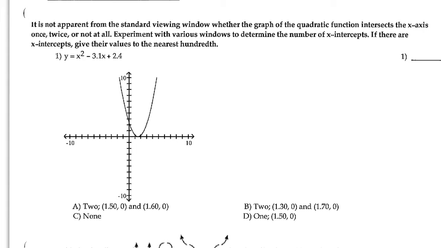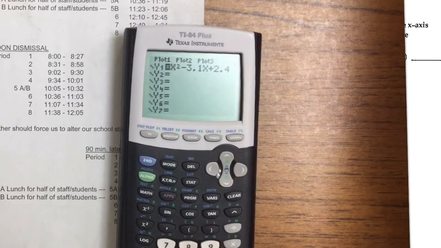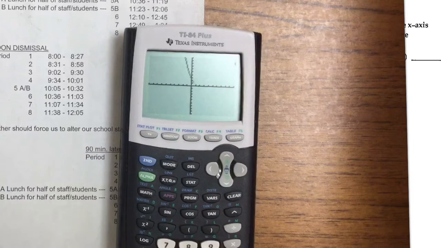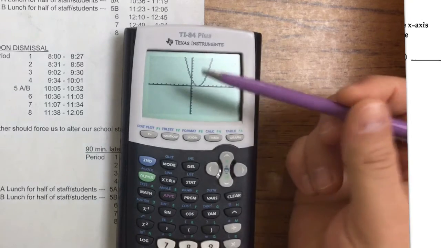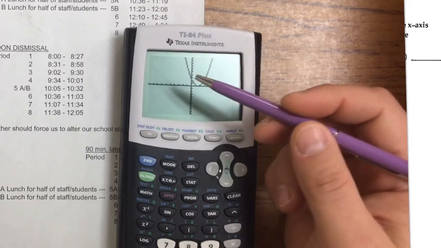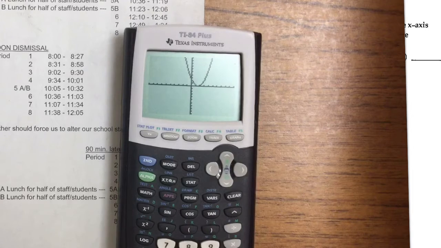Okay, so we're about to take a closer look at our calculator. I've taken the time here and I've keyed in the equation that's given on problem 1. I just have a normal window, zoom 6. It's the 10 by 10 window that matches yours on the paper. And it looks to me like I'm seeing kind of the same thing as on my paper. So does it hit once, twice, or not at all?